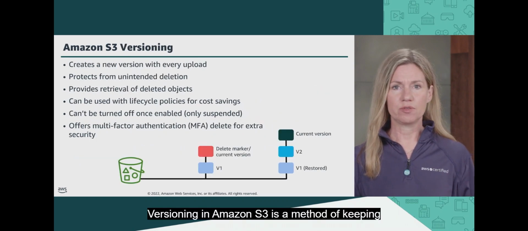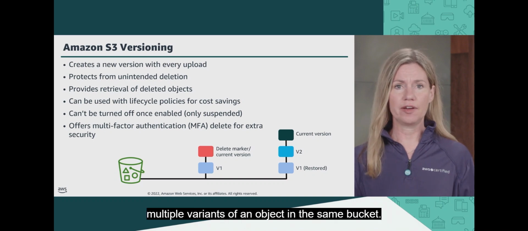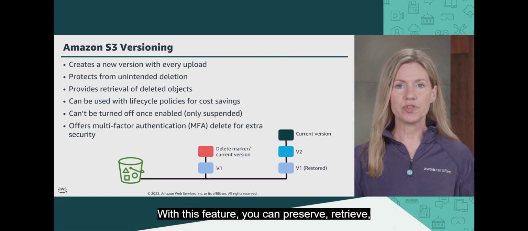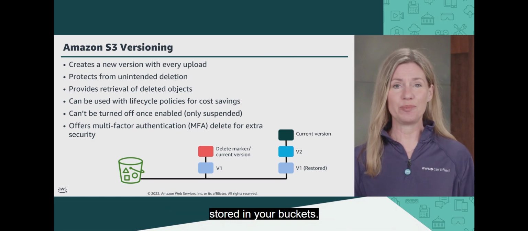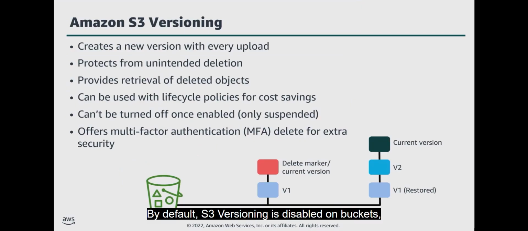Versioning in Amazon S3 is a method of keeping multiple variants of an object in the same bucket. With this feature, you can preserve, retrieve, and restore every version of every object stored in your buckets. By default, S3 versioning is disabled on buckets, and you must explicitly enable it. Versioning can help you recover objects from accidental deletion or overwrite.